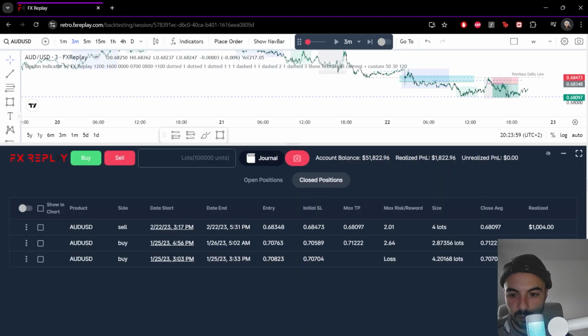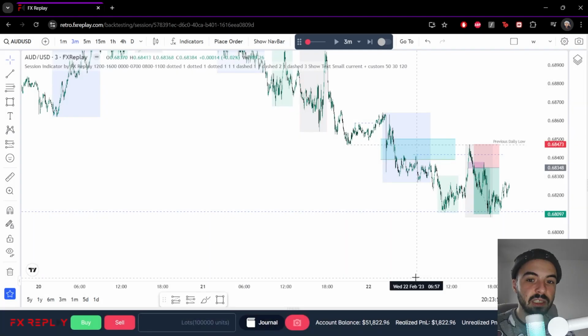On the first trade we got a 2.5R, and the second trade we got a 2R. This shouldn't have been happening because it was my mistake. Overall, I can keep going like this over and over again, right? Because it works really well.